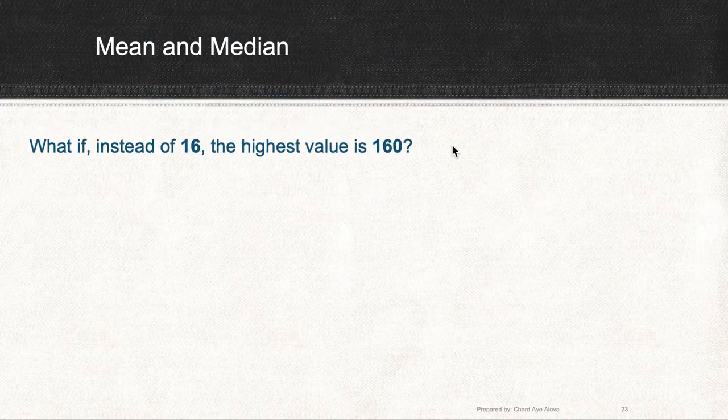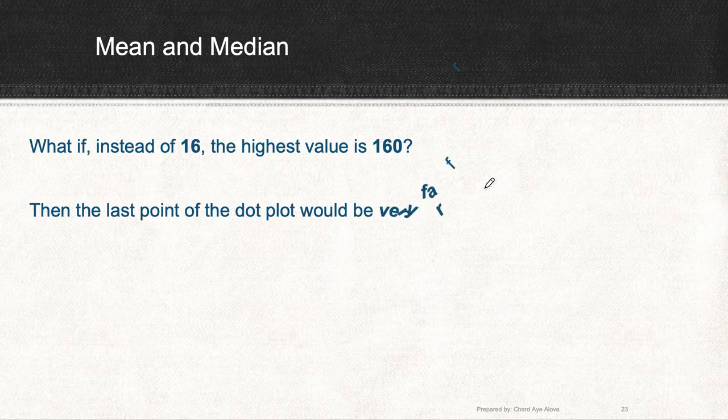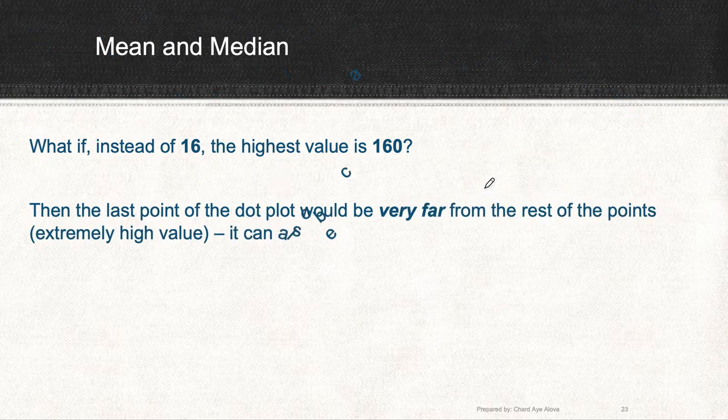Now let's ponder this: what if instead of 16 as the highest number, the highest value is 160? Then the last point of the dot plot would be very far from the rest of the points. Three of them are 11, we have 14, and after 14 we have 160. The dot plot would have the point of 160 very far away from the rest, an extremely high value, which we call an outlier.